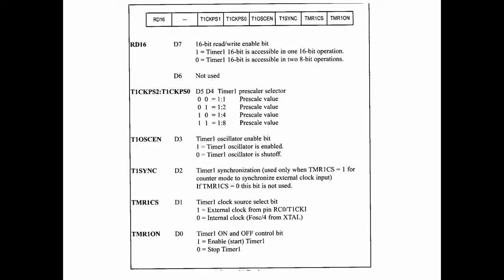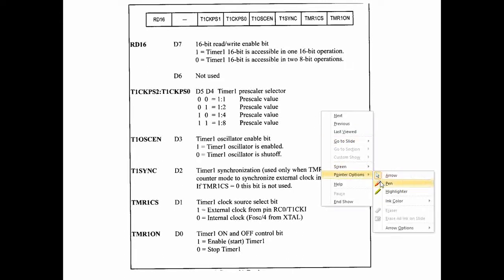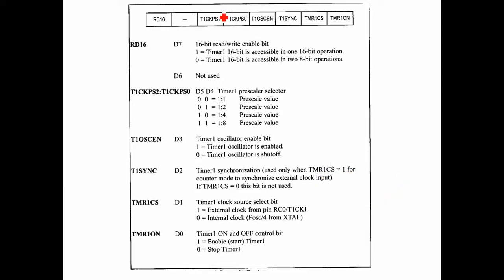Just like the timer 0 control register, we have the timer 1 control register. This is also 8-bit, and of these 8 bits, one bit is unused, or may be kept for future reference. We have RD16, the D7 bit, the 16-bit read/write enable bit. This can be set to either 1 or 0. If you set it to 1, all 16 bits can be accessed in one 16-bit operation. If you set it to 0, timer 1 is accessed in two 8-bit operations.